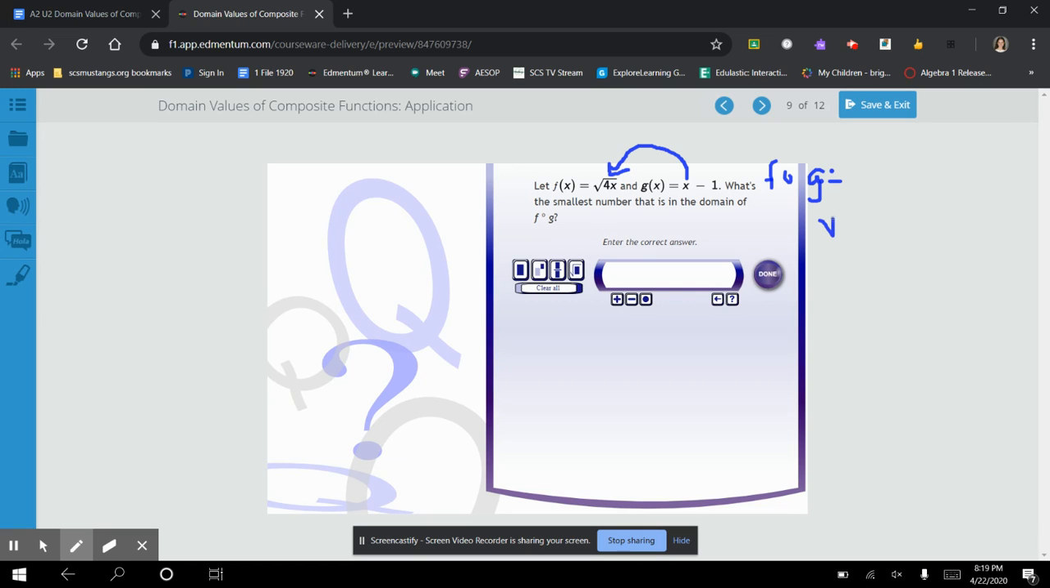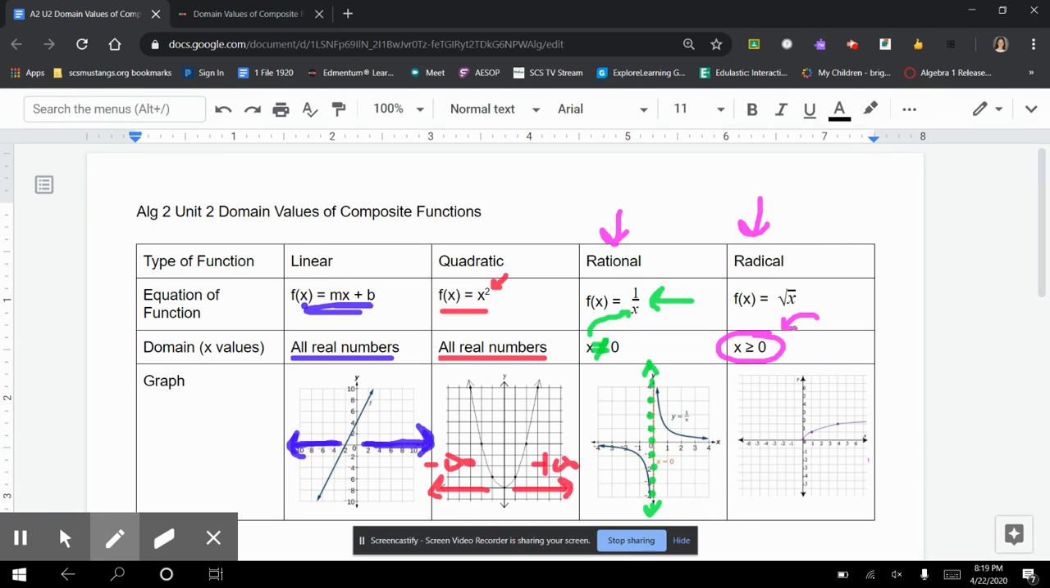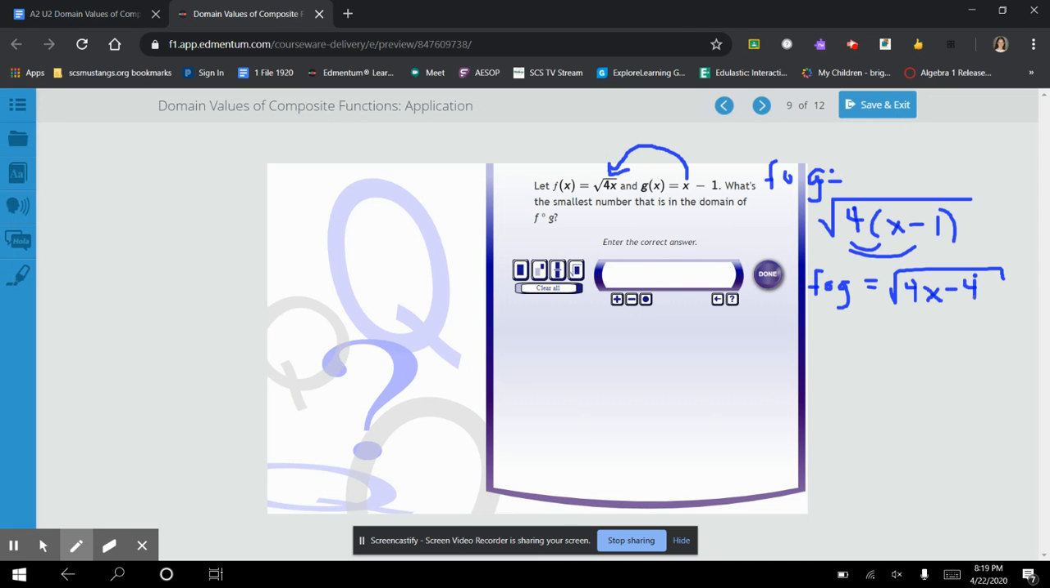That's going to be equal to the square root of 4, and instead of the x, I'm going to write x minus 1, and I'm going to simplify everything. So f of g is going to be equal to the square root of, if I distribute, 4x minus 4, and this is a radical equation. And whenever we're looking at a radical equation, whatever is inside that square root has to be greater than or equal to 0. So I'm going to take that 4x minus 4, set it greater than or equal to 0, and solve for x. So I'm going to add the 4 to both sides.